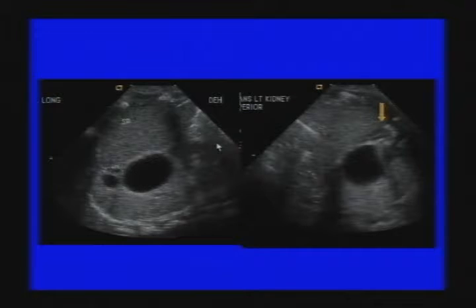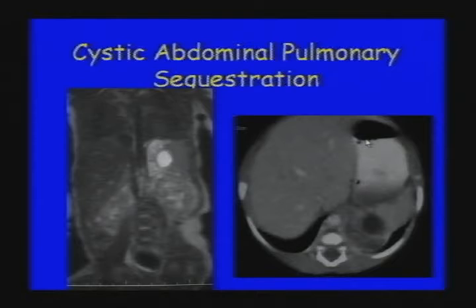Now, the other thing is if this lung bud comes off very distally, it may be down in the abdomen. And here you can see there's a cystic and solid mass in the upper abdomen posterior to the spleen and separate from the adrenal gland. And this turned out to be a cystic abdominal pulmonary sequestration. So this is a sequestration that's clear down in the abdomen.